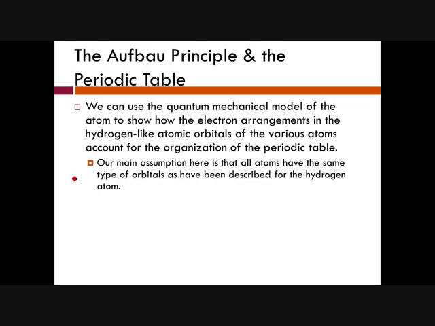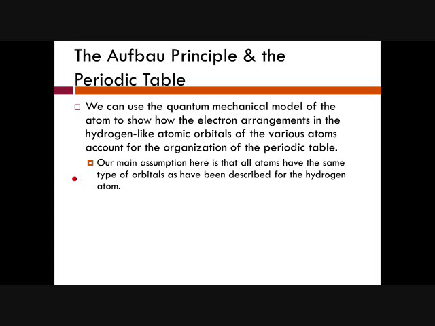This is a review of Chemistry 1. We talked about the Aufbau principle, electron configuration, quantum numbers, that kind of stuff. The quantum mechanical model of the atom shows where the electrons are arranged in hydrogen-like atomic orbitals, and we can also use it for other things besides just hydrogen. So Bohr was wrong because he could only use hydrogen.